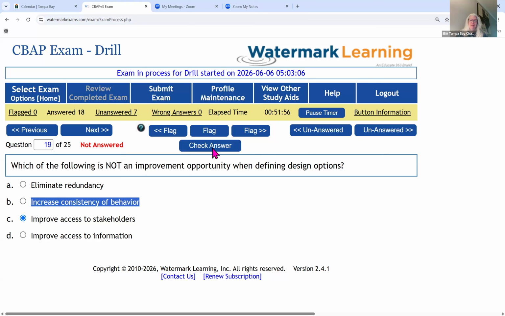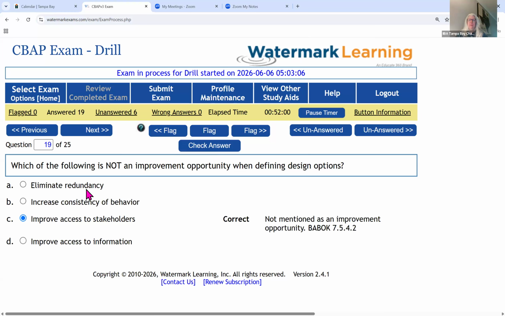Good job. So let's talk about the differences between these, what these really are. Eliminate redundancy. So three people don't have to get approval for the same thing. If one person gets it, that's enough. Or three people don't have to verify that the zip code or the address is correct for every single customer. If one person does it, it's enough.